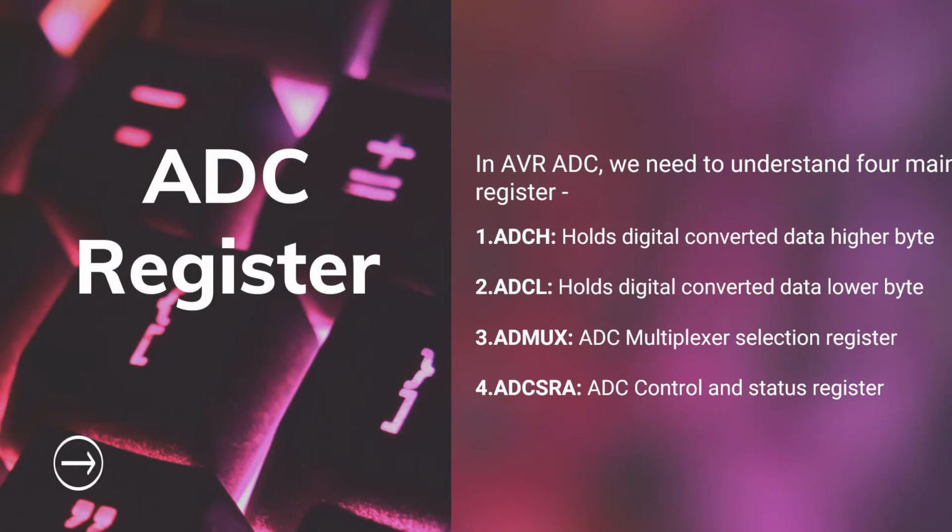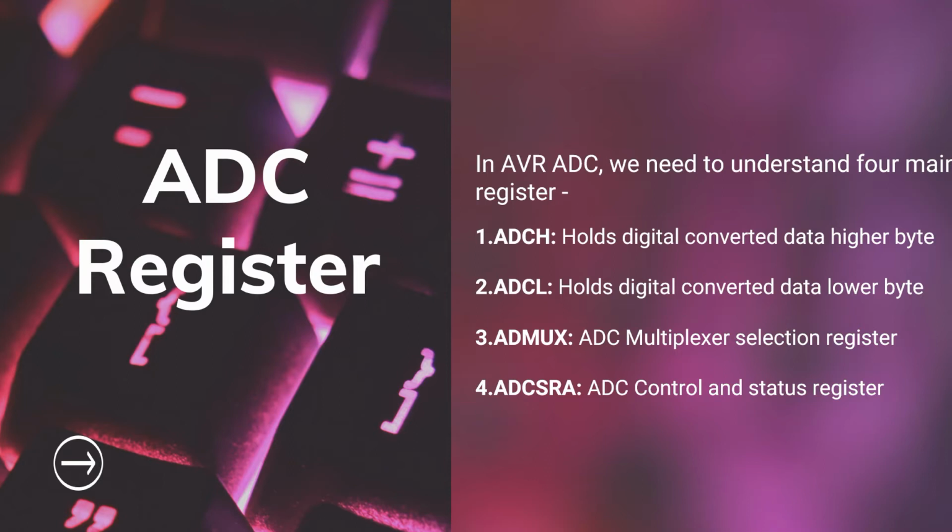Now let's look at the ADC registers. In AVR ADC, we need to understand the main registers. There are 4 main registers which we use to do the conversion from analog to digital and save it. For this we basically use ADCH and ADCL, which I mentioned earlier, to store the data. Both of the registers have 8 bits each, so altogether we get 16 bits, and as per preference we can use 10 bits of it and store our data.